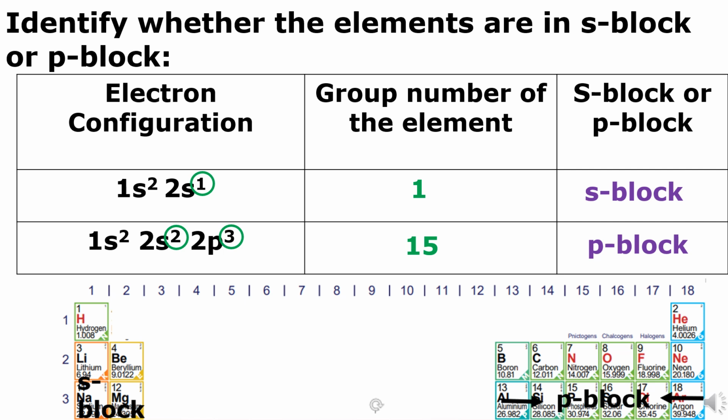We already know how to find the group number of an element. Knowing the group number of an element on the periodic table is helpful in determining if it belongs to the S block or P block. S block elements are found in groups 1 and 2, while P block elements are in groups 13 through 18, excluding helium, which belongs to the S block because its valence electrons are in an S orbital.